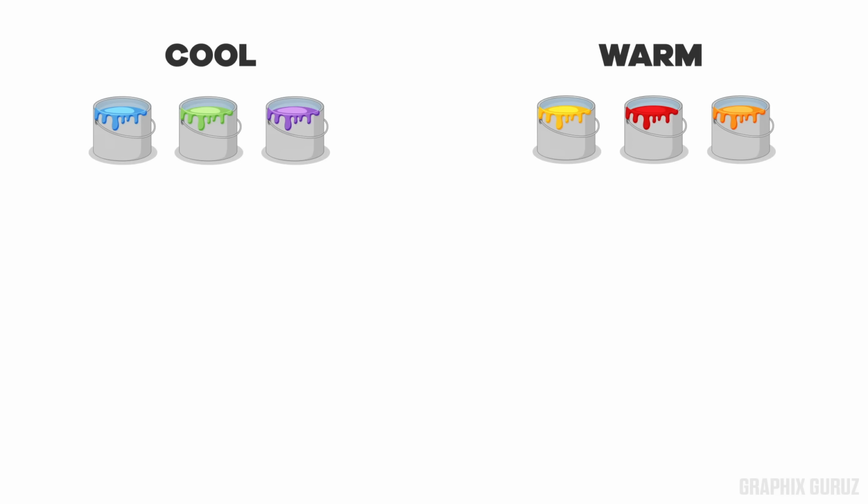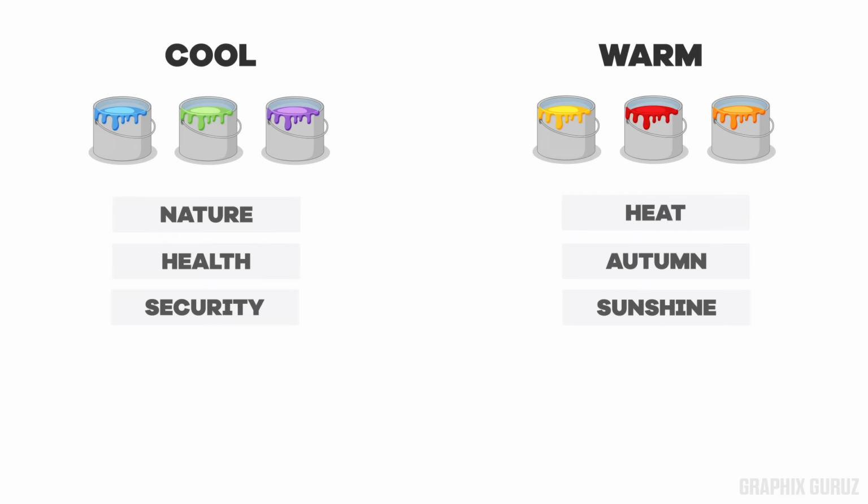Cool colors are typically associated with nature, health, and security. Warm colors are often associated with heat, autumn, and sunshine. Cool colors are used to create feelings of calmness, relaxation, and freshness. Warm colors are used to create feelings of warmth, energy, and excitement.